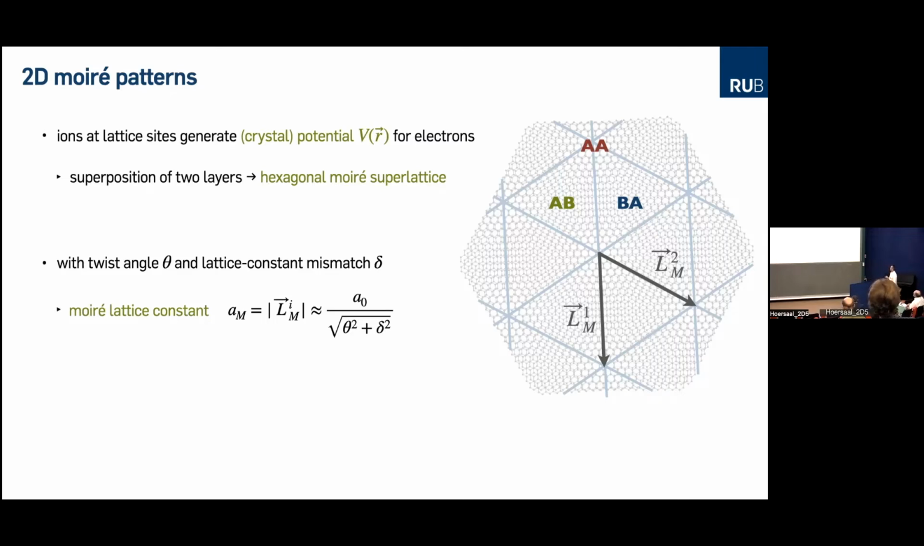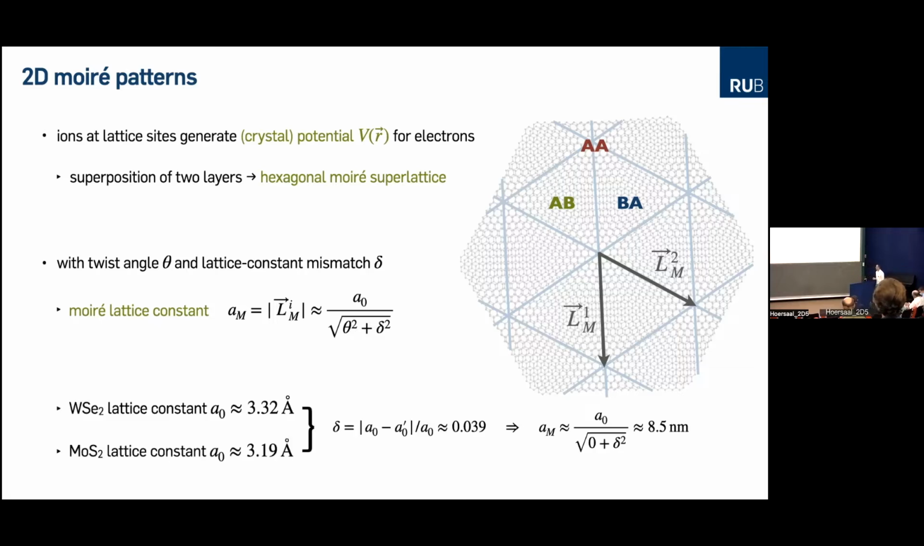So there's a fairly simple relation for how the Moiré lattice constant, which, for example, connects the AA stacked regions, can be calculated. It's basically the microscopic atomic lattice constant divided by the square root of the twist angle squared plus the lattice constant mismatch squared. And if we exactly play that game for the two materials that I have mentioned before, which have these two different lattice constants, we realize that there will be an effective Moiré lattice constant of 8.5 nanometers, which is more than 20 times the microscopic lattice constant.